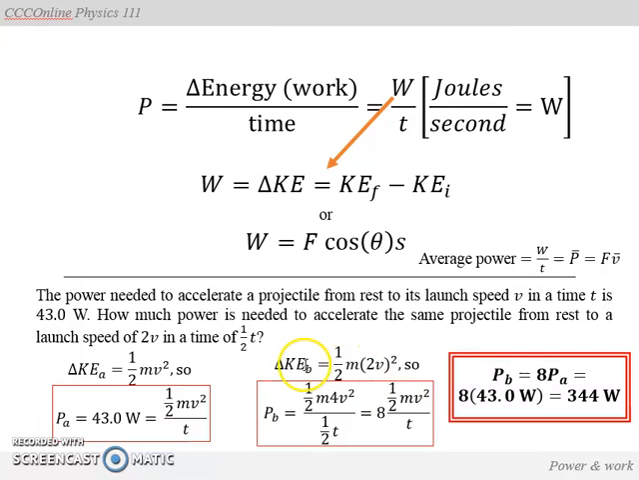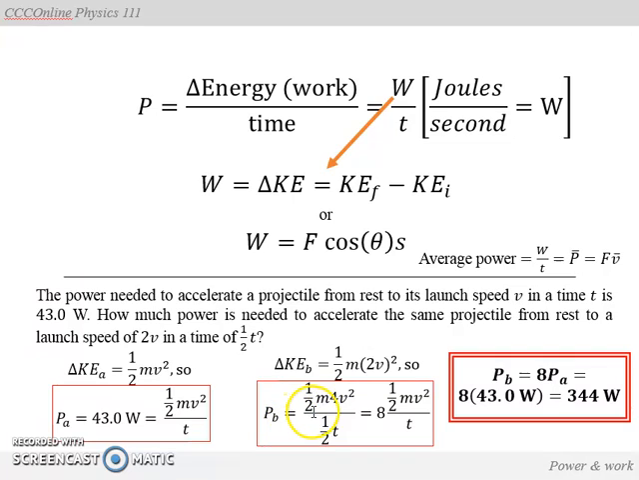We have our delta KE B, which is for the second time. And the final velocity we want now is twice the velocity. Notice that we included this 2v inside the square. We didn't just do 2 times v squared. It's actually twice the velocity, so we need to include that 2v inside the square here. Then if we divide by the time that we want to do it in, which is now 1/2 t, we can set up our equation.